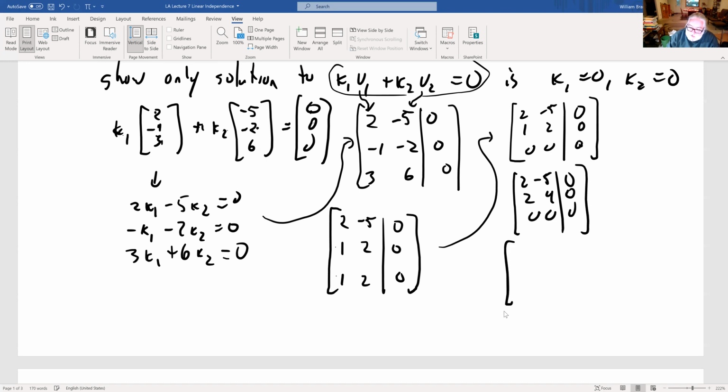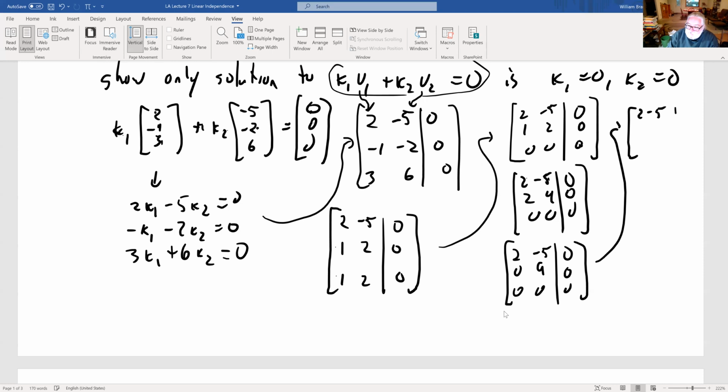And we will subtract the top row from the second row to get 2, minus 5, 0. And then the new second row will be 2 minus 2 is 0, 4 minus minus 5 is 9, 0, 0, 0, 0. And then finally, you can rewrite this as 2, minus 5, 0, 0, 1, 0, if we divide the middle row by 9.